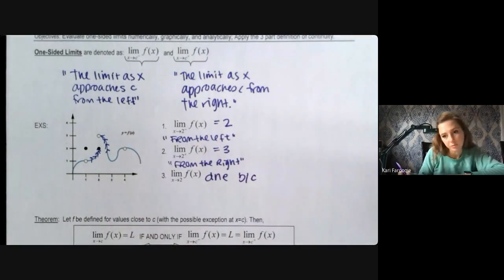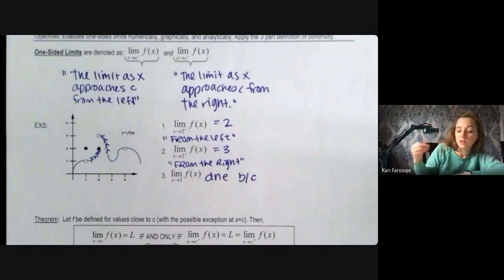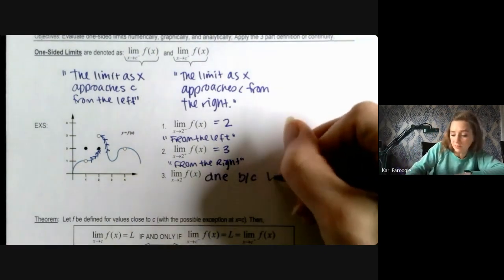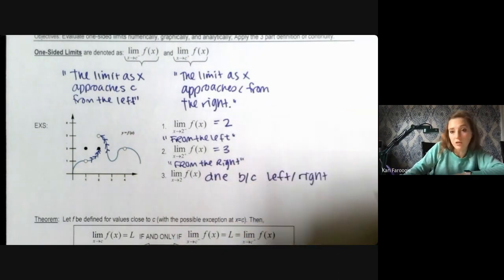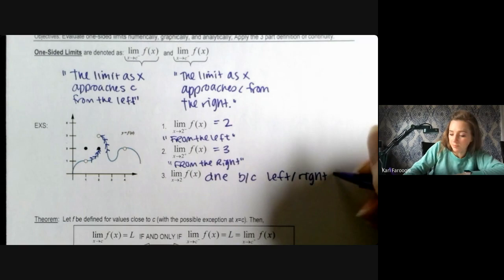And now we really have some notation that we can put together with this. So we can say now that the limit does not exist because the left and right one-sided limits do not agree.